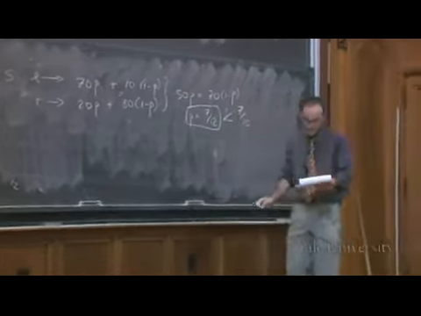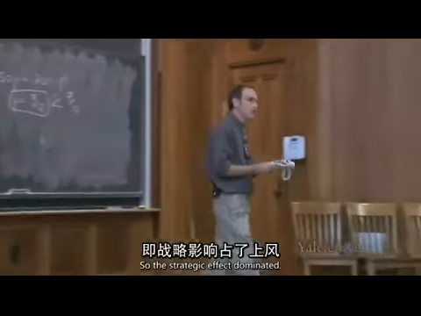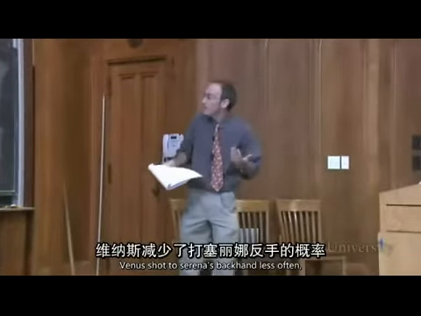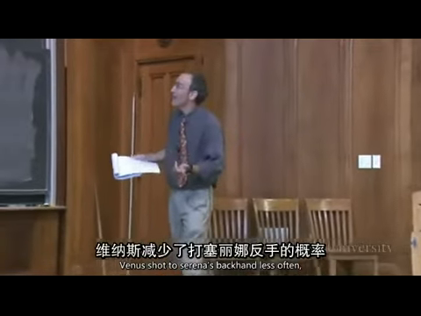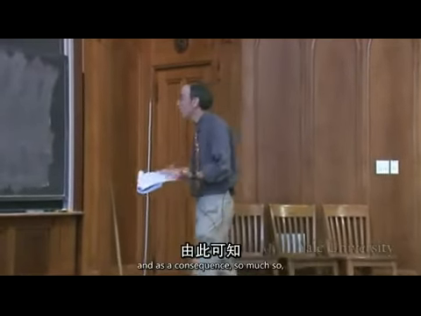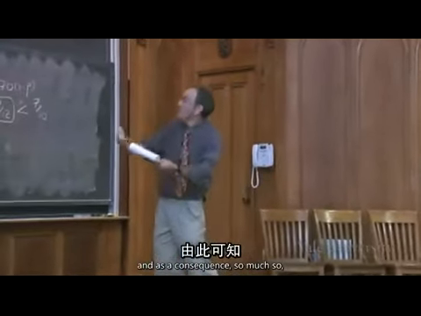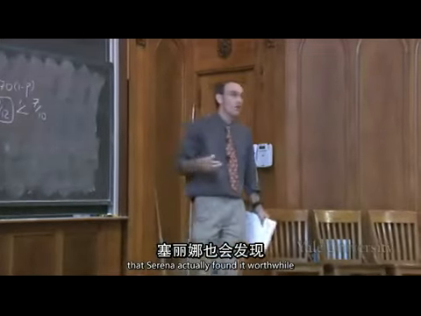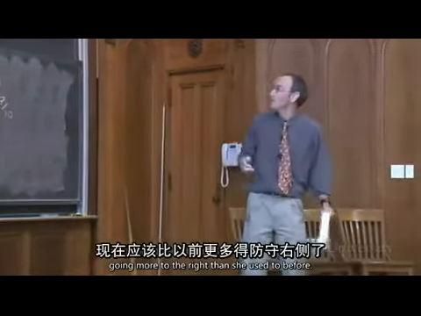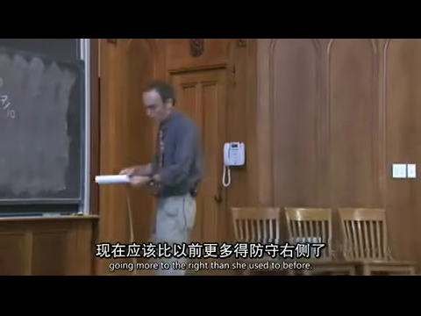Okay. So the strategic effect dominated. Venus shot to Serena's backhand less often, and as a consequence, so much so that Serena actually found it worthwhile going more to the right than she used to before.